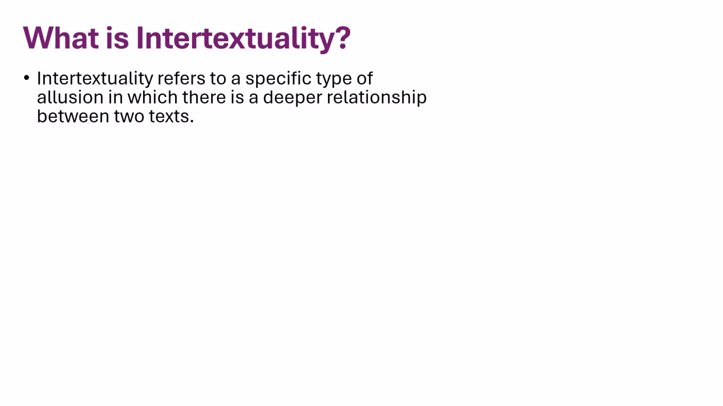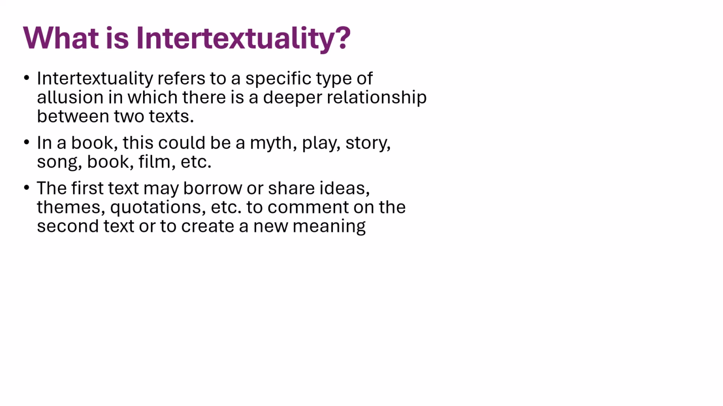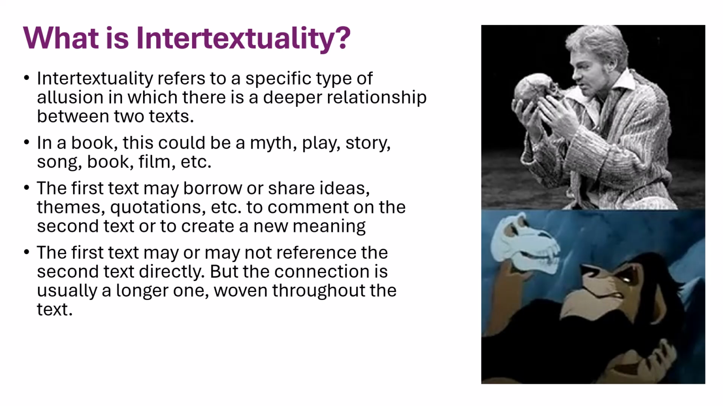In contrast, intertextuality is a specific type of allusion in which there's a deeper relationship between two texts. So this could be a play, a myth, a story, a song, a book, a film, whatever. So the first text, that's the book that you're reading, might borrow or share ideas, themes, quotations, maybe even a character to comment on that second text that originally had that myth or that story or that character or that theme, and try to create a new meaning. So the first text might not reference the second text directly, but the connection is usually a longer one.